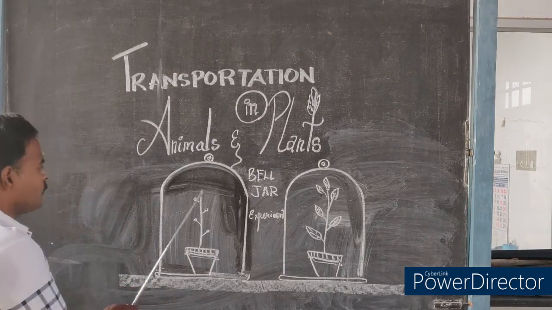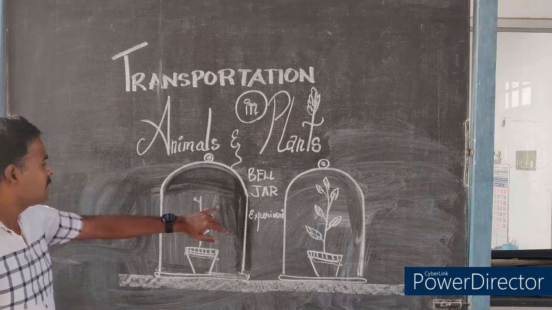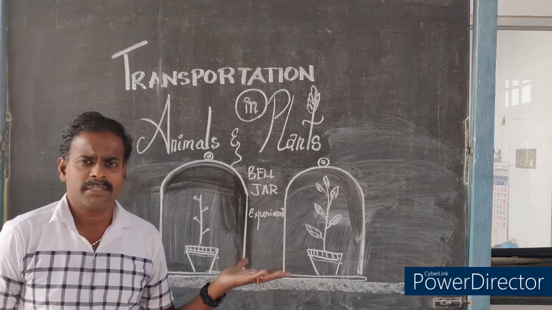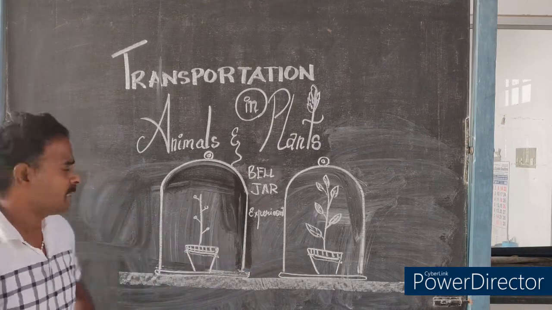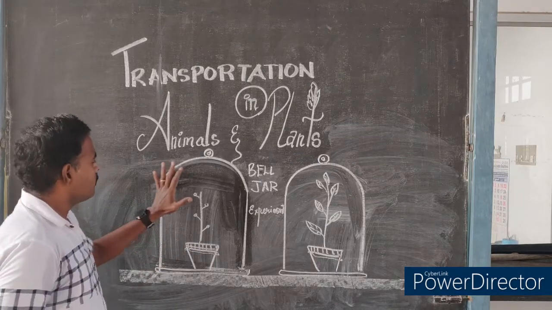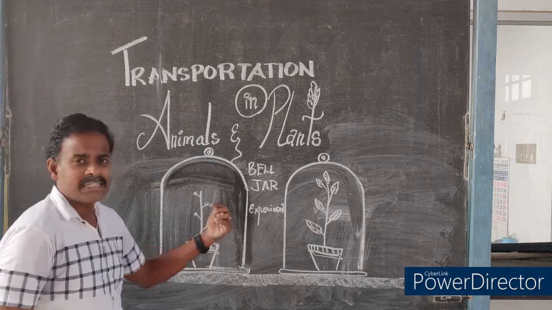So in the first case, what happens is I have closed the soil as well as the branches, so there will not be transpiration taking place. Water will not come out of the plants because I have locked the openings. So the jar will be clear. But the second case is taken as a control.